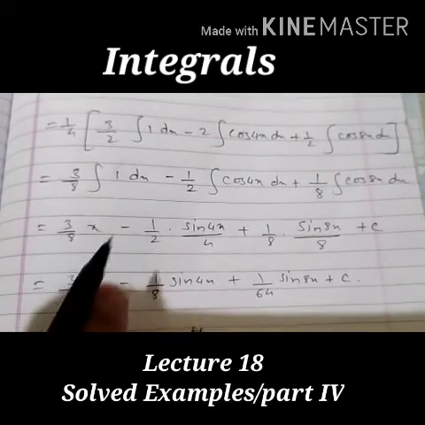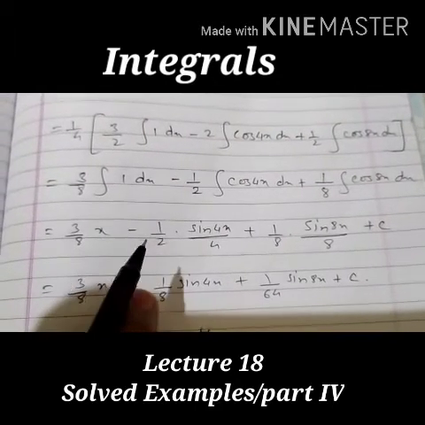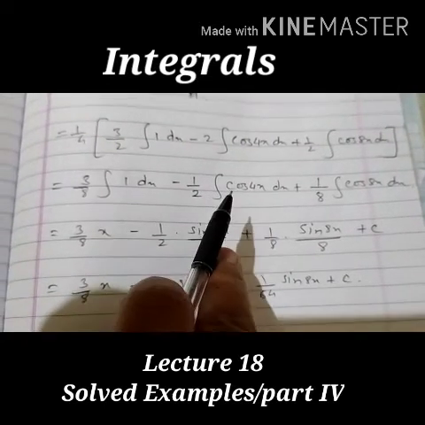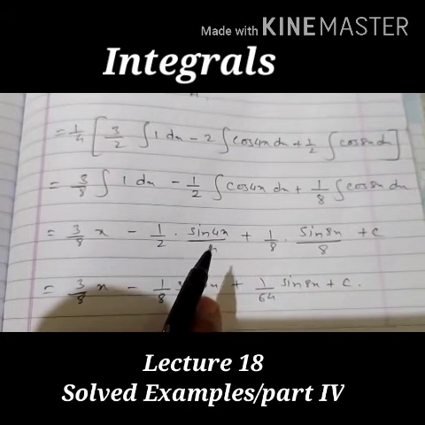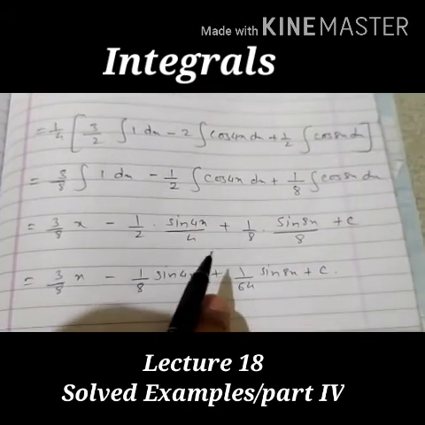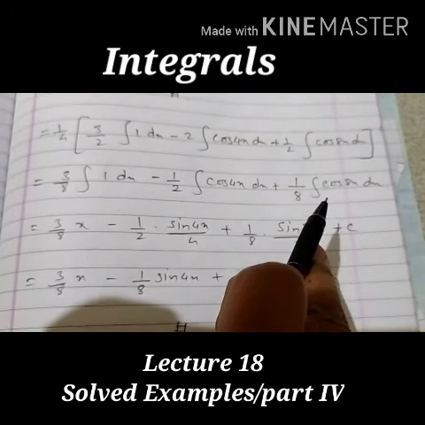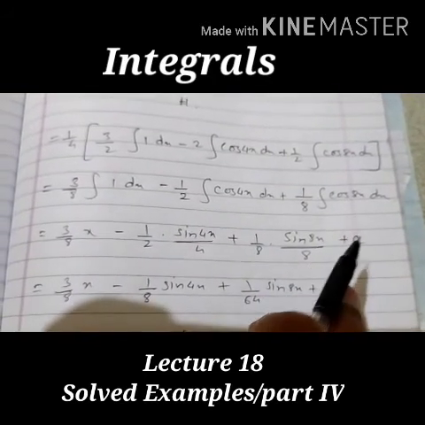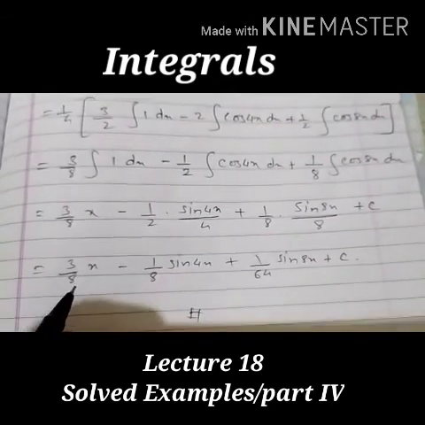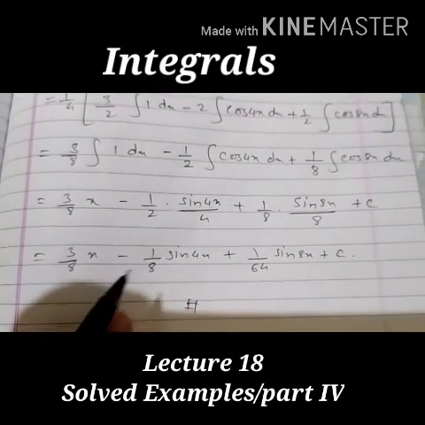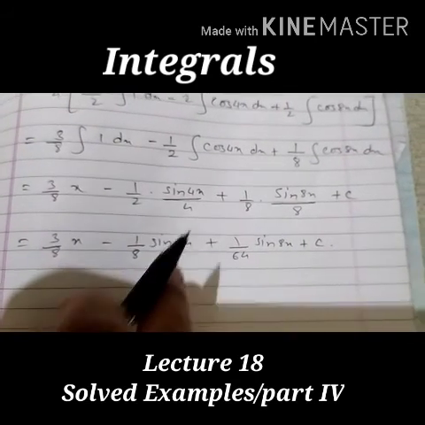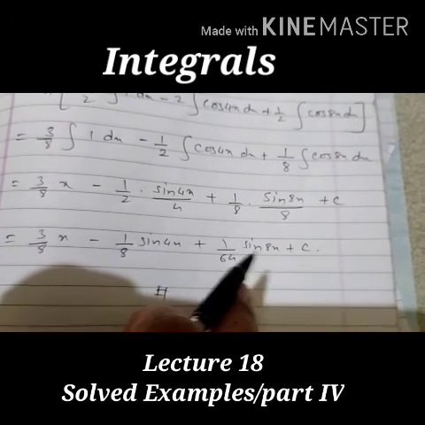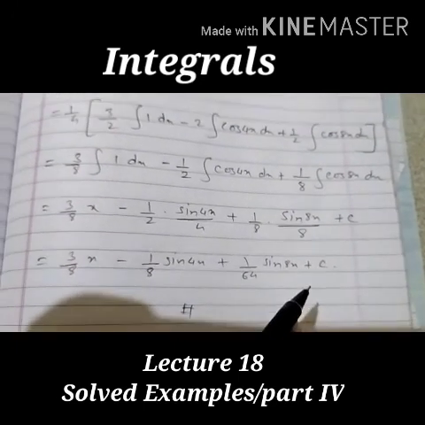Now we know that integration of 1 is x, so 3 by 8 into x minus 1 by 2 integration of cos is sin x, so cos of 4x, so here it will be sin of 4x upon 4. 4 is the derivative of 4x plus 1 by 8 as it is. Integration of cos 8x is sin 8x upon 8. 8 is the derivative of 8x plus c. After simplification we have 3 by 8 x minus 1 upon 8 sin 4x, 2 into 4 is 8 sin 4x plus 8 into 8 is 64 sin 8x upon 64 plus constant of integration. Understood?